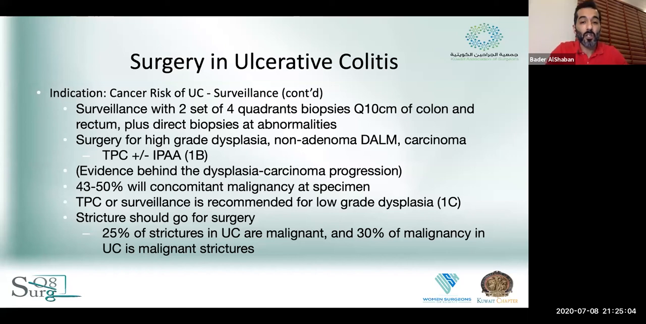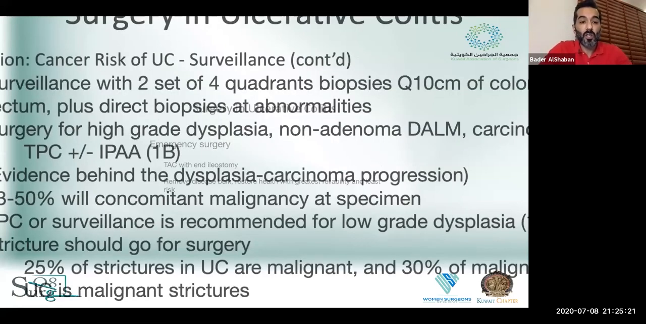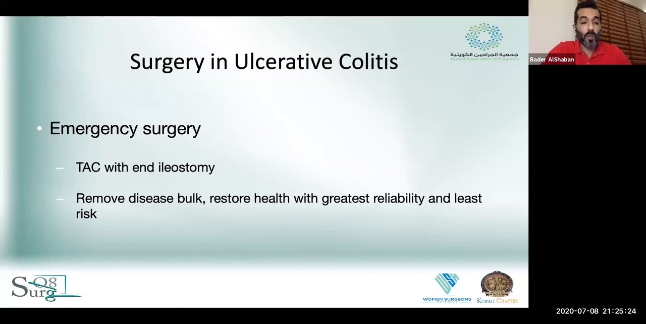Strictures are a strong reason to operate in ulcerative colitis patients, because 25% of strictures in ulcerative colitis patients are malignant, and up to 30% of malignancies in UC patients are usually malignant strictures. When it comes to emergency surgery with UC patients, the ideal operation is total abdominal colectomy and ileostomy, because it removes the bulk of the disease without having to negotiate with the pelvis in an emergency setting. It is also shown to restore the health of the patient with the greatest reliability and the least amount of risk when compared to a total proctocolectomy.